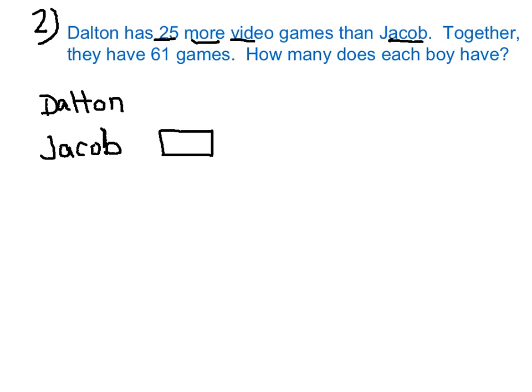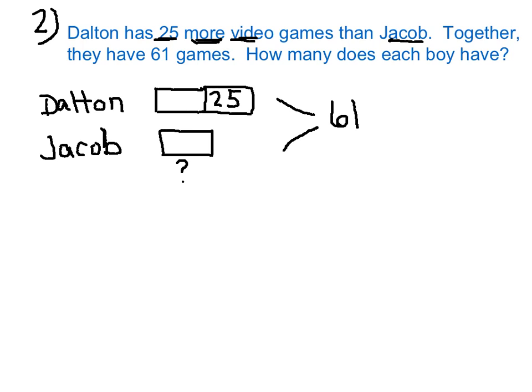Sorry about that, Jacob. Now, I can go back to my word challenge and draw in each section. Dalton has 25 more video games than Jacob. So Dalton has the same amount that Jacob has, except that he has 25 more. There we go. Together, they have 61 games. So altogether, if I put together what both boys have, I would have 61 games.